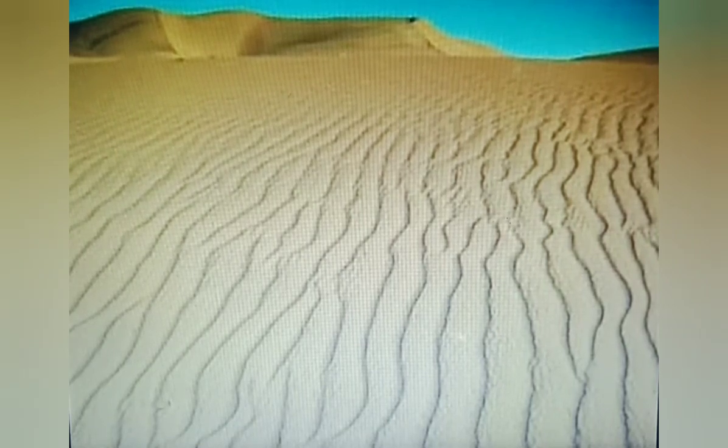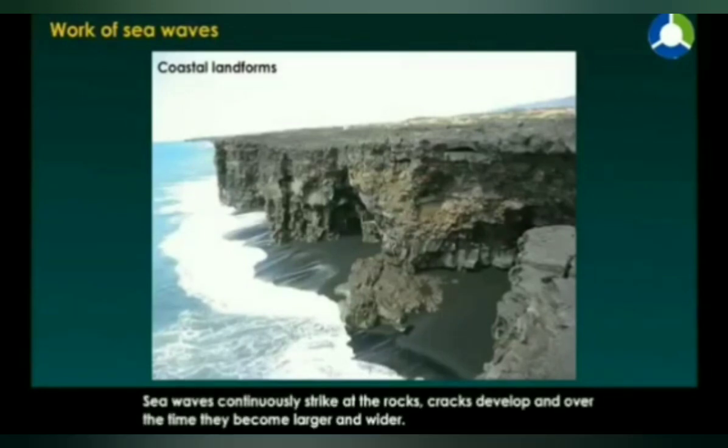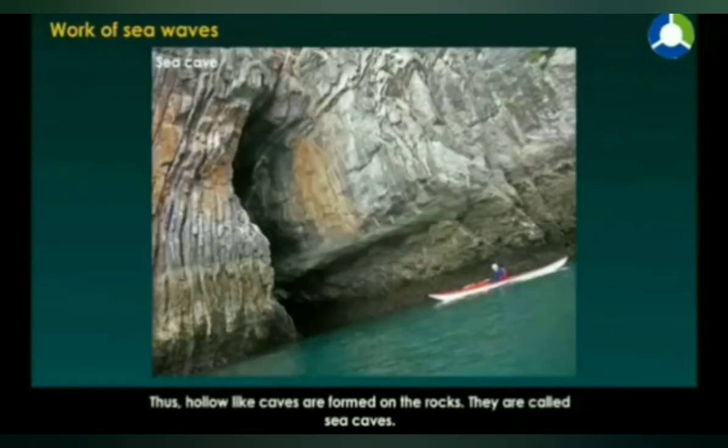Now, let's recall what we learned by listening to a small video. Work of sea waves. The erosion and deposition of the sea waves give rise to coastal landforms. Sea waves continuously strike at the rocks, cracks develop, and over time they become larger and wider. Thus, hollow-like caves are formed on the rocks. They are called sea caves.